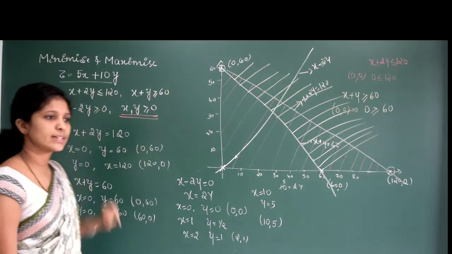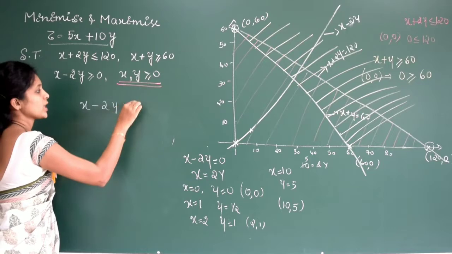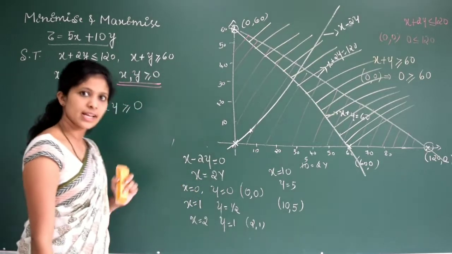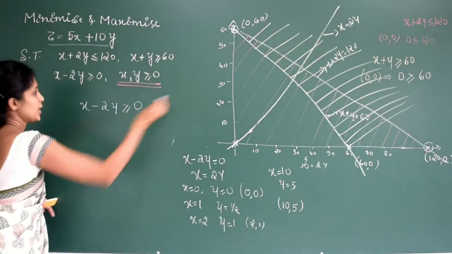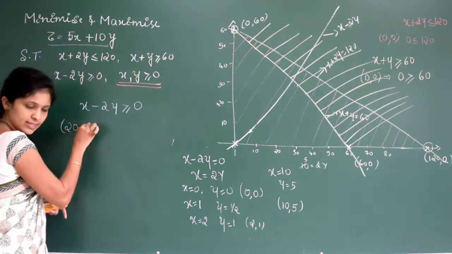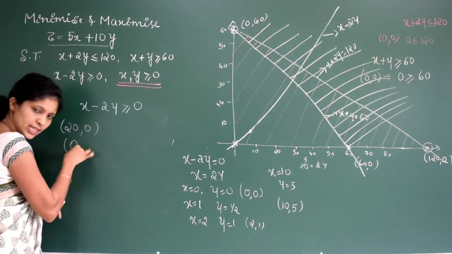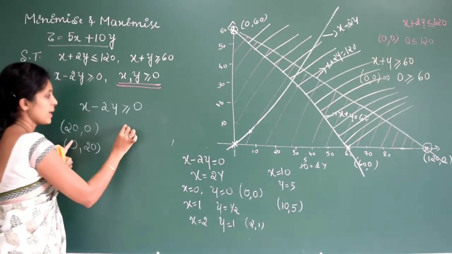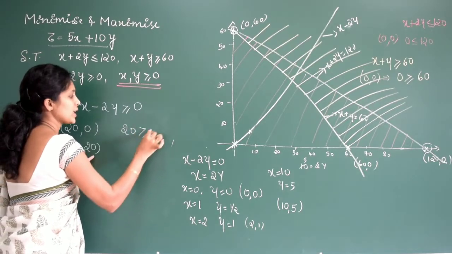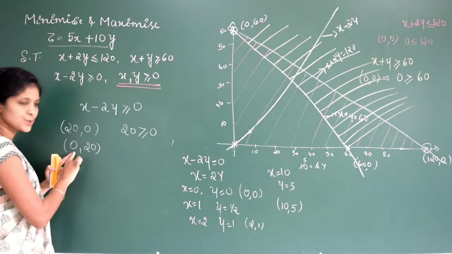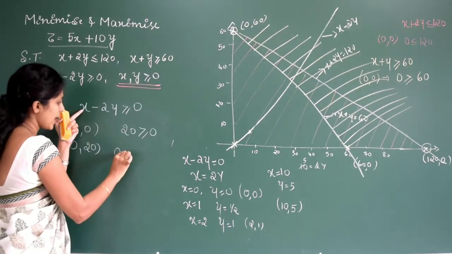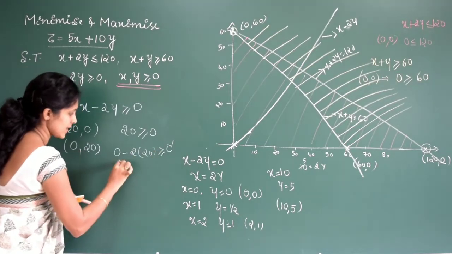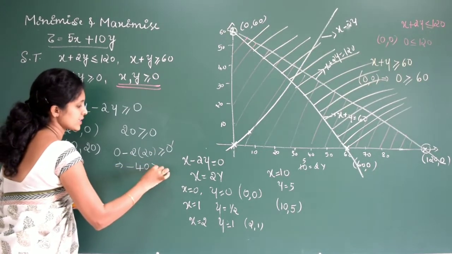That is x minus 2y greater than or equal to 0. So we'll consider one point on the y-axis and one point on the x-axis and we'll check which one is true. So I'll consider the point 20, that is x-axis 20 and y-axis 0. Another point we'll consider x-axis 0 and y-axis 20. If I substitute this one, x is 20 minus 0, that is 20 is greater than or equal to 0. Right? If I substitute 0 and 20, x is 0 minus 2 into 20 is greater than or equal to 0. So this implies minus 40 is greater than or equal to 0.